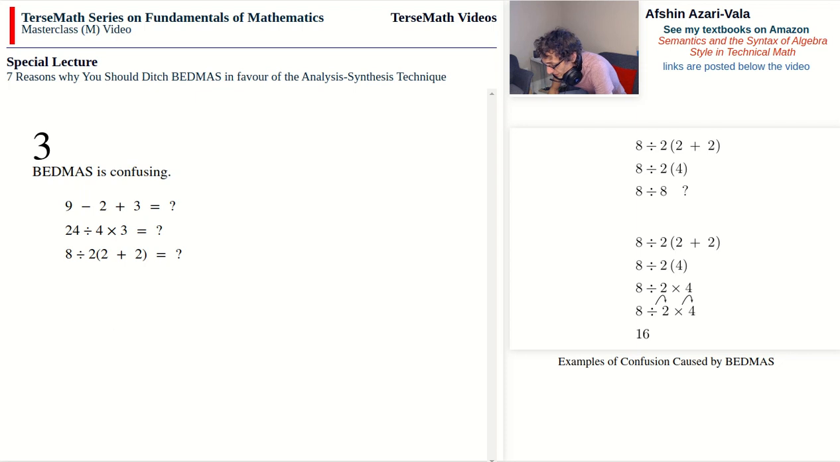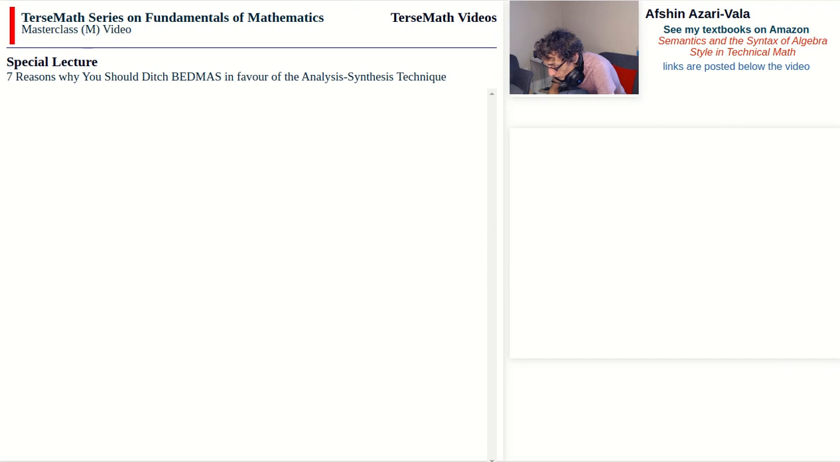So that's the third reason why BEDMAS is not a good approach, because it can be confusing. Although again, it does work. There is nothing wrong with it. Number 4, BEDMAS is not needed. In fact, it is possible to work out expressions by just being able to find the main operation and then working out the arguments of that operation.